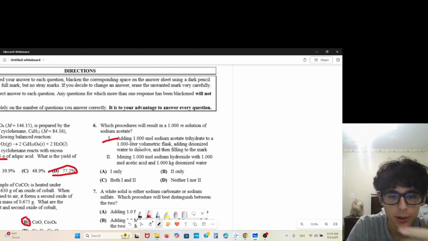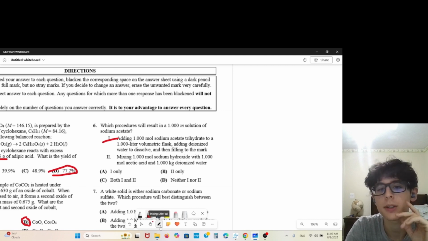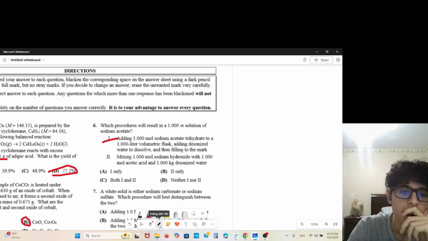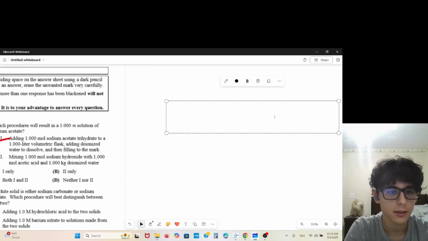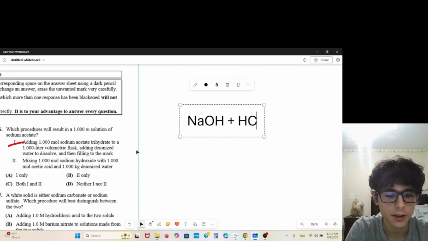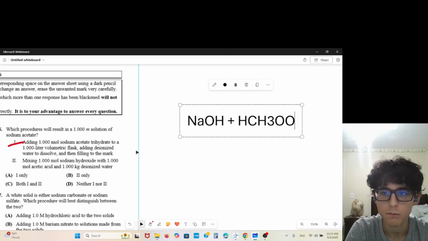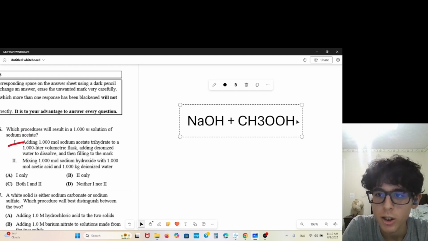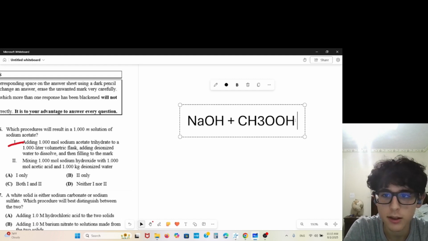Perfect. And then 2. Alright. It cannot be that simple on a USNCO Nationals Part 1 exam, right? So you got to think about it like this. Why could 2 be wrong, right? It makes perfect sense. Well, let's write out this reaction, right? NaOH plus HC2H3O2. Okay. So this is acetic acid. That's how I memorize it.